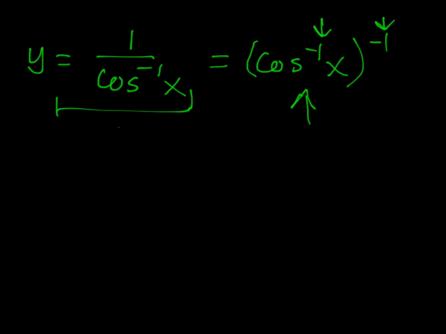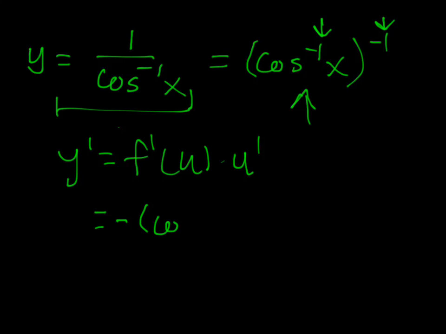So I'm going to call my u to be cos^-1 of x. So chain rule, of course, if you don't remember, f prime of u times u prime. So that makes my f(u) u to the -1, essentially. So the derivative of u to the -1 is negative, and my u is cos^-1 x, and then I have an exponent of -1 right here, so I'm going to subtract 1 off that, so it becomes -2. So that's the derivative of u to the -1, and then times u prime.